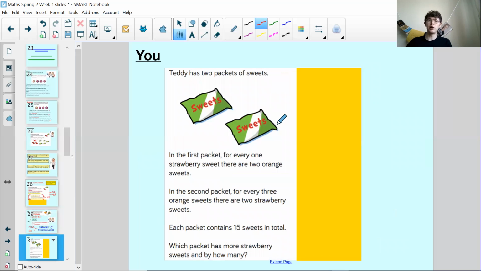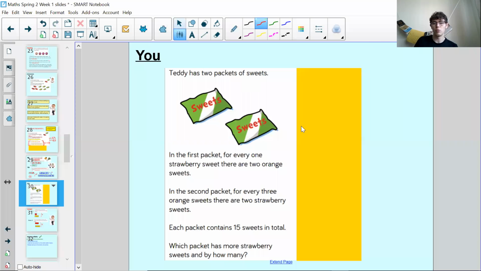So the U question is on the board. Teddy has 2 packets of sweets. In the first packet, for every 1 strawberry sweet, there are 2 orange sweets. In the second packet, for every 3 orange sweets, there are 2 strawberry sweets. Each packet contains 15 sweets in total. Which packet has more strawberry sweets and by how many? Okay, so have a go. And then once you're ready, come back to me and I will go through the answer.